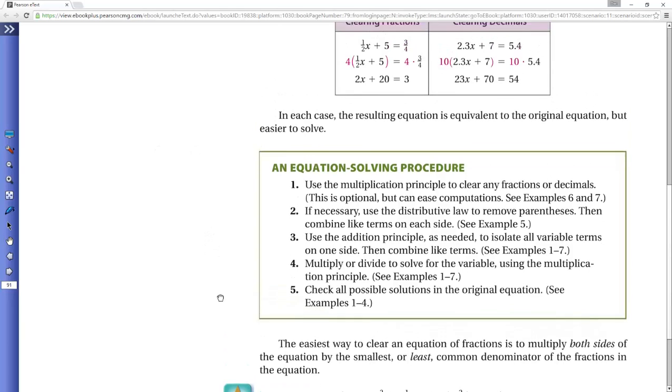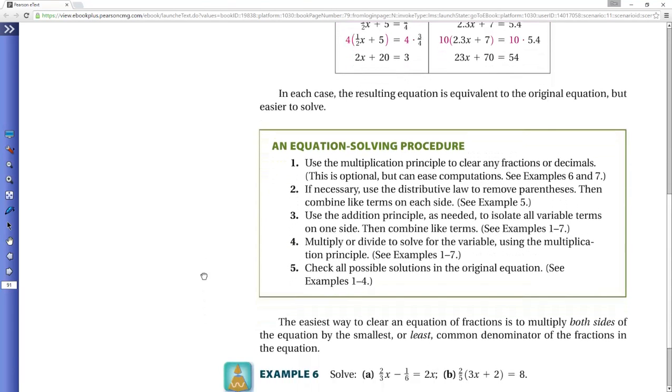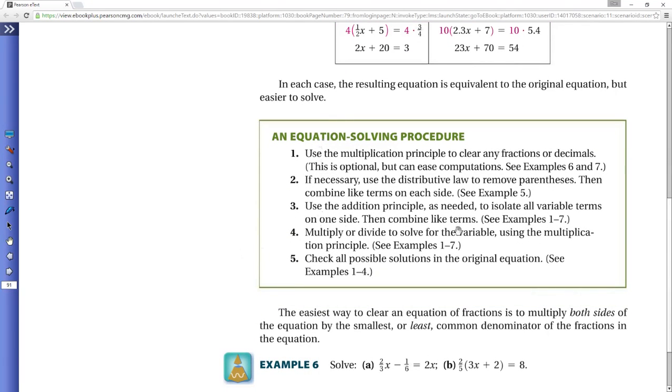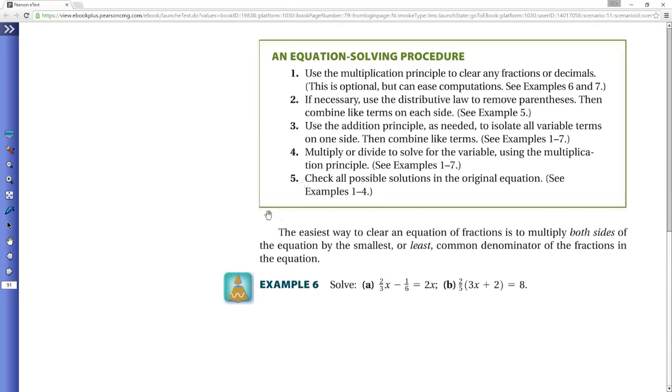And do those strategies, and here's a box around something, again, good stuff to read about strategies to solve equations.